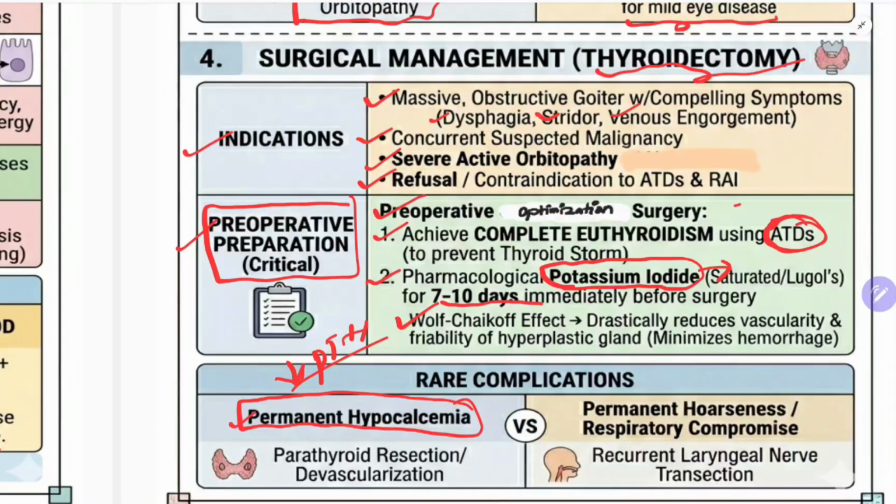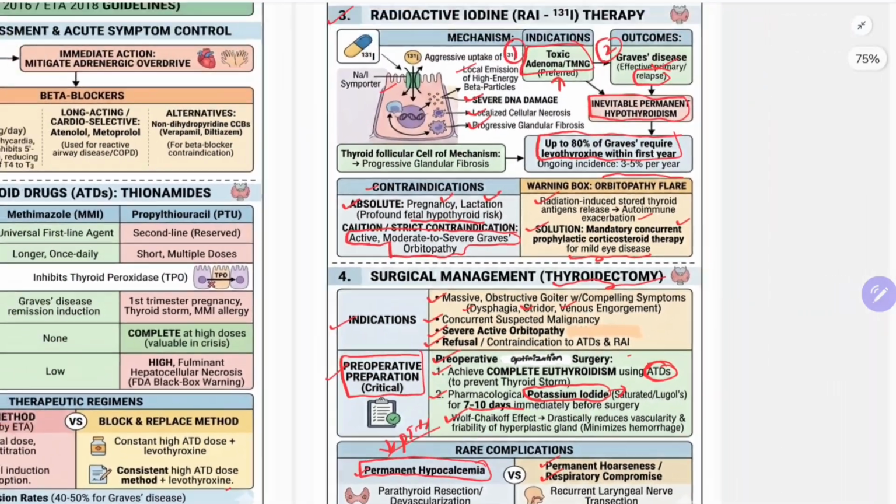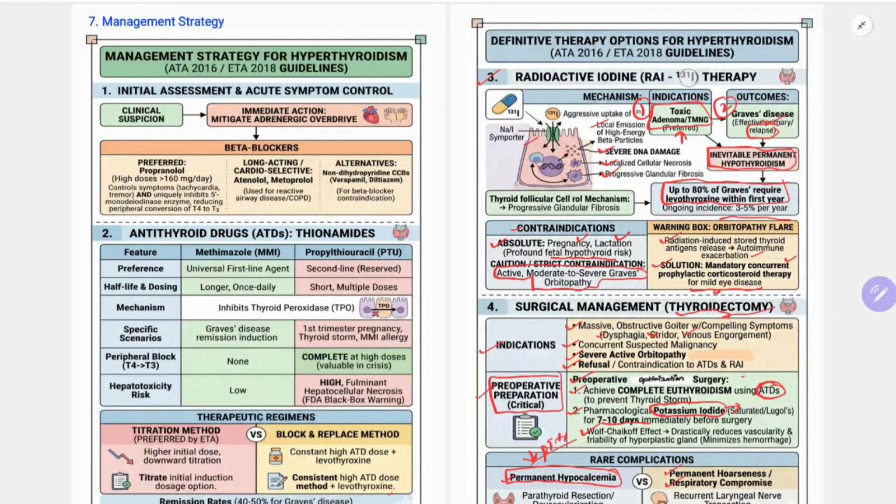Or because there are recurrent laryngeal nerves which go through the thyroid gland, there can be damage to those nerves leading to hoarseness of the voice or respiratory compromise. Okay, so these are the two important things which can happen. The parathyroid gland can be damaged or the recurrent laryngeal nerve can be damaged. So that was all about the radioactive iodine: what are the contraindications, what are the indications of surgery, and what is the pre-operative preparation for surgery. So everything we have learned.